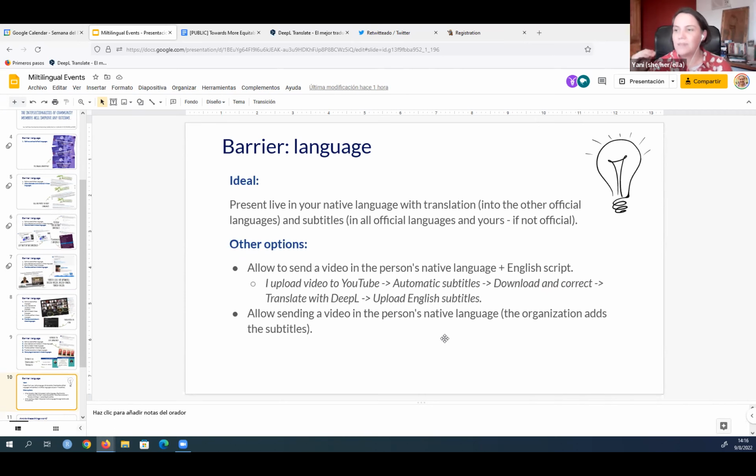Other options allow you to send a video in the person's native language with a script in English. So when I have to do that, I record myself, I upload to YouTube, I use the automatic subtitles, I download, I fix, and translate using DeepL, and then I upload the English subtitles. So I have my talks in both languages. Or allow people to send a video in their native language, and the host, the organization, adds the subtitles. CarpentryCon, for example, did this year.